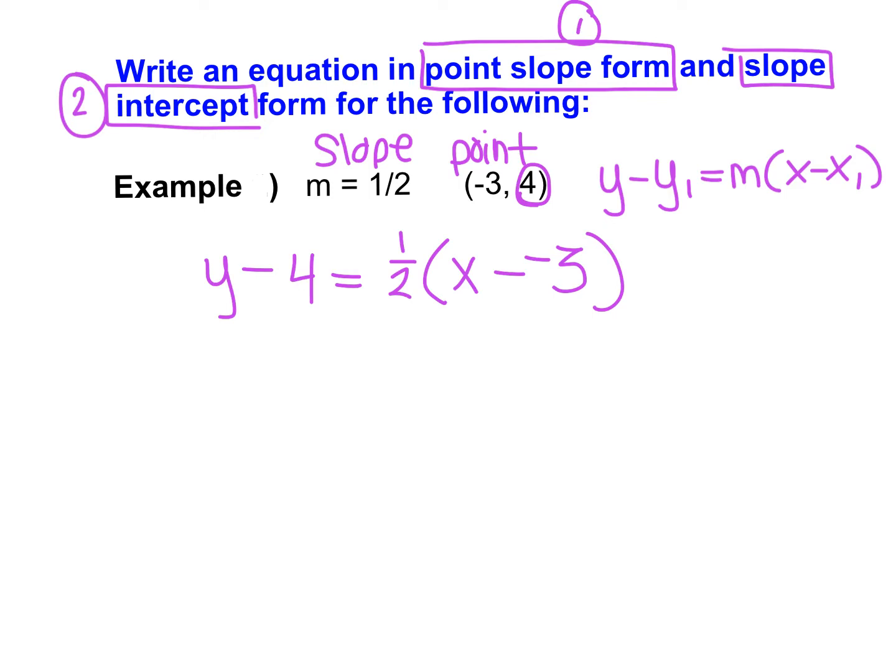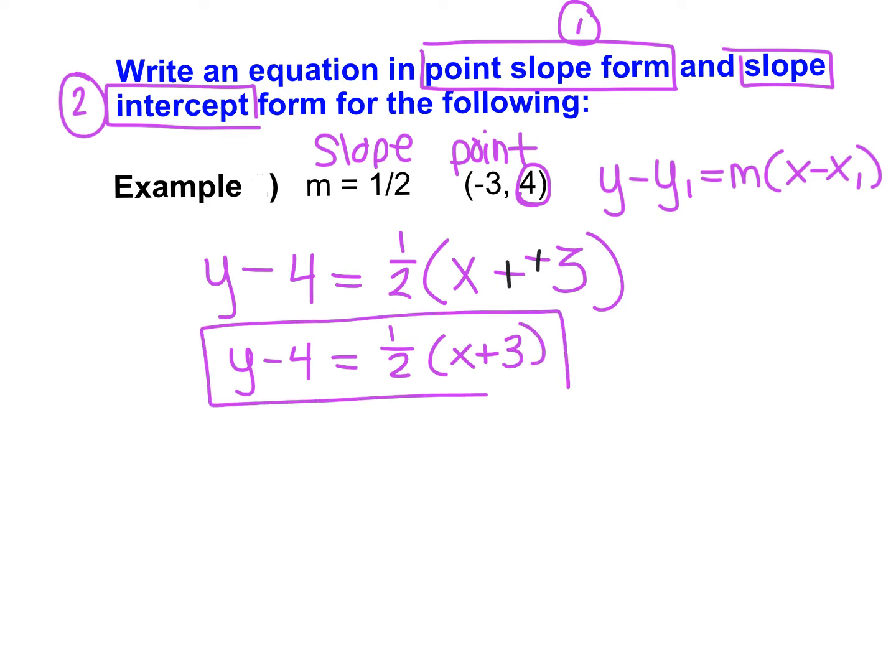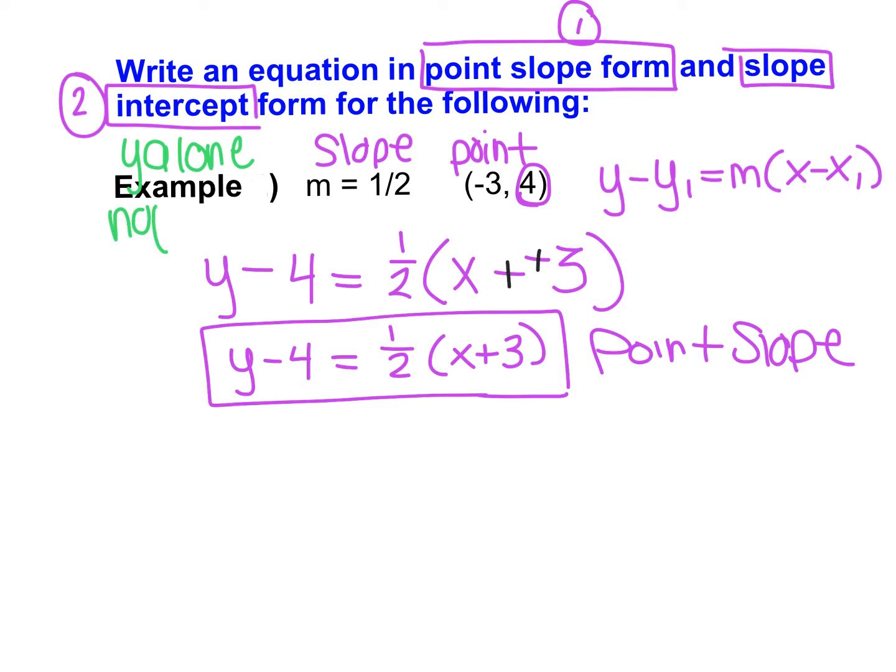Now we should practice cleaning this up a little bit, utilizing keep, change, change to get rid of double negatives. So here we have y minus 4 is equal to 1/2 times (x plus 3). So this is our point-slope form. Now, in order to get slope-intercept form, all we need to do is rewrite this. Remember, our goal in slope-intercept form is to get y alone, and to have no parentheses in the problem. We're just going to use two algebra concepts to help us do this.